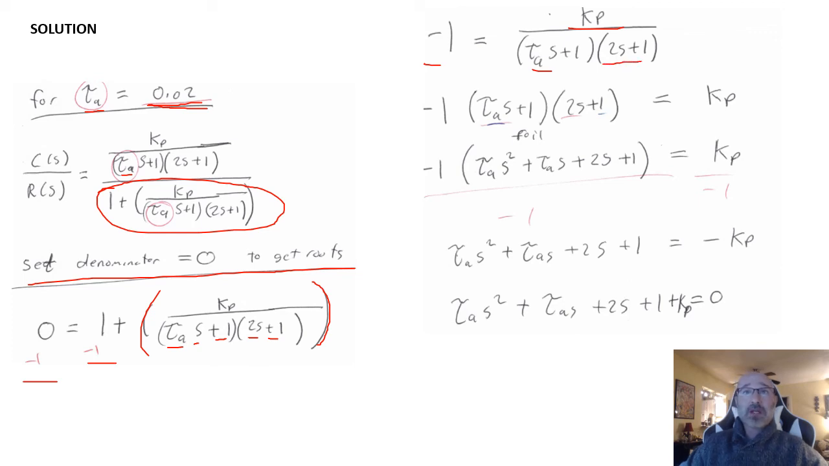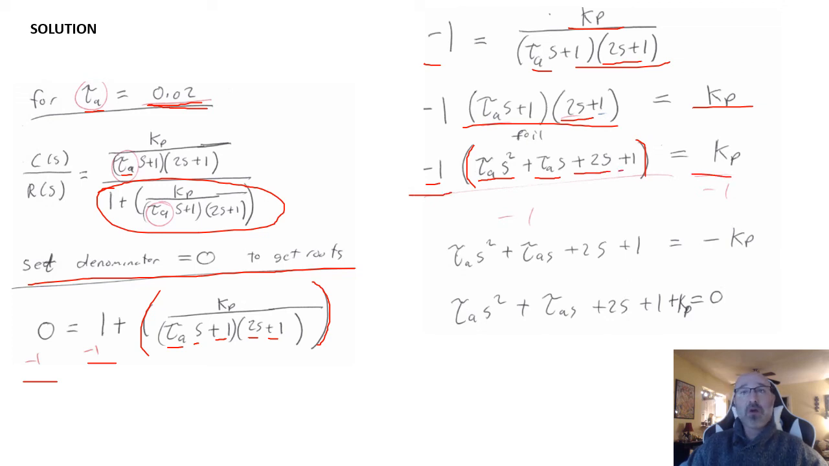So now what I realize, I'm going to take and multiply through by my denominator here, move over to the other side. So I have -1 times my (tau A S plus 1) times my (2S plus 1) here is equal to K sub P. And then I'm going to take and FOIL these guys out to simplify it down. So I have -1 times, when I FOIL this all out, first, outside, inside, last, when I multiply through this guy here, I have (tau A S squared plus tau A S plus 2S plus 1) is now equal to my KP.